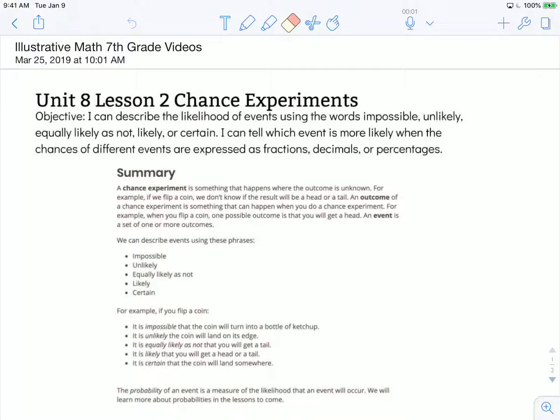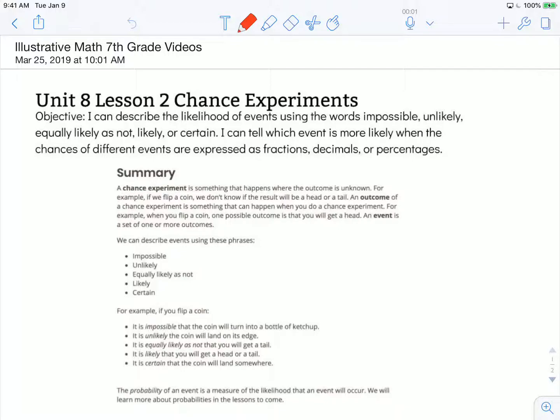We're looking at Illustrative Math for 7th grade. This is Unit 8, Lesson 12, Chance Experiments. The objective states I can describe the likelihood of events using the words impossible, unlikely, equally likely as not, likely, or certain. I can tell which event is more likely when the chances of different events are expressed as fractions, decimals, or percentages. We're looking at the lesson summary from this lesson to try to understand everything that is stated in that objective before we go on to more learning.